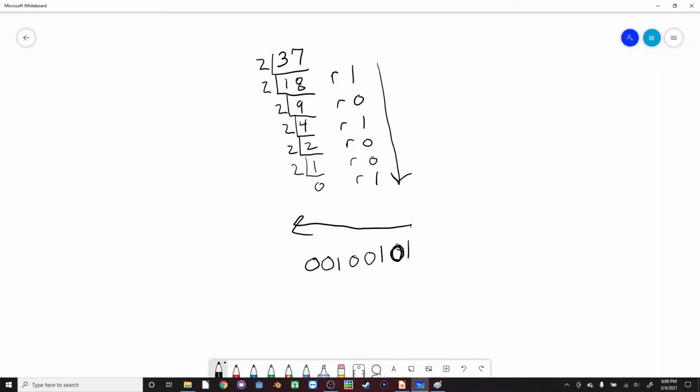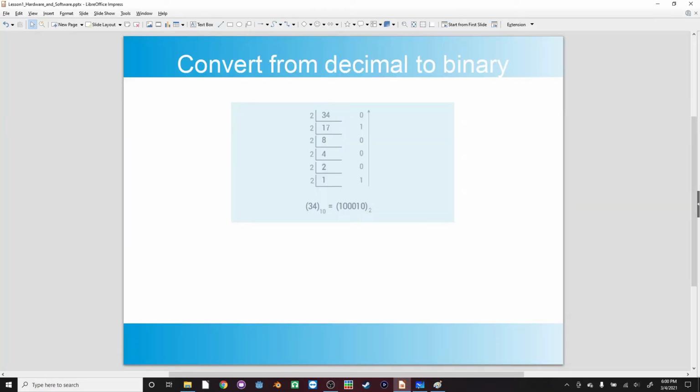That's all you have to do. Divide by 2 until you get to a quotient of 0. Then write it from top to bottom, right to left. He did it from bottom to top, left to right. I don't like doing that, but feel free. Then once you're done, pad the left.